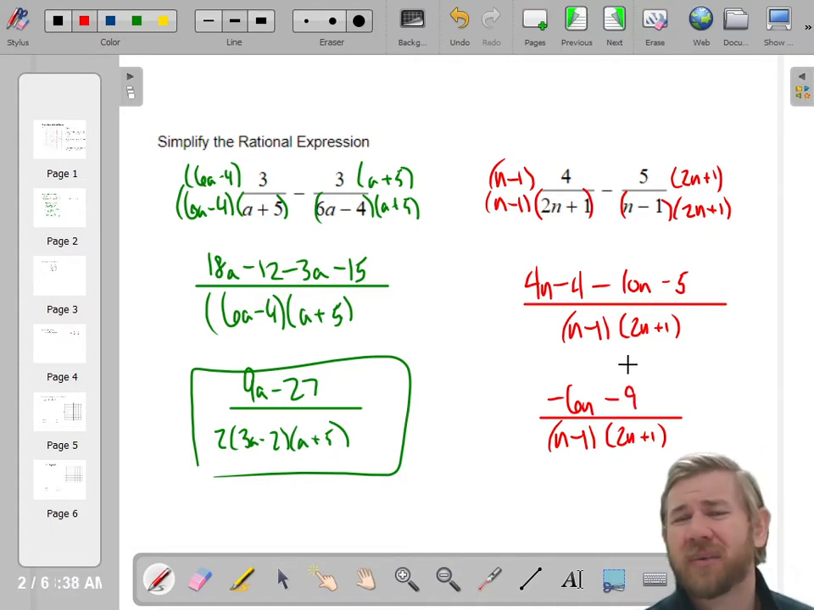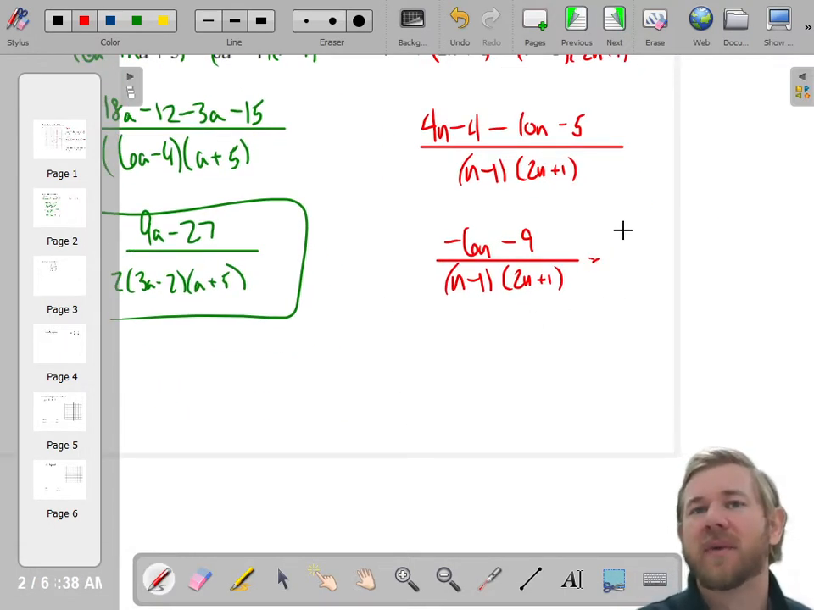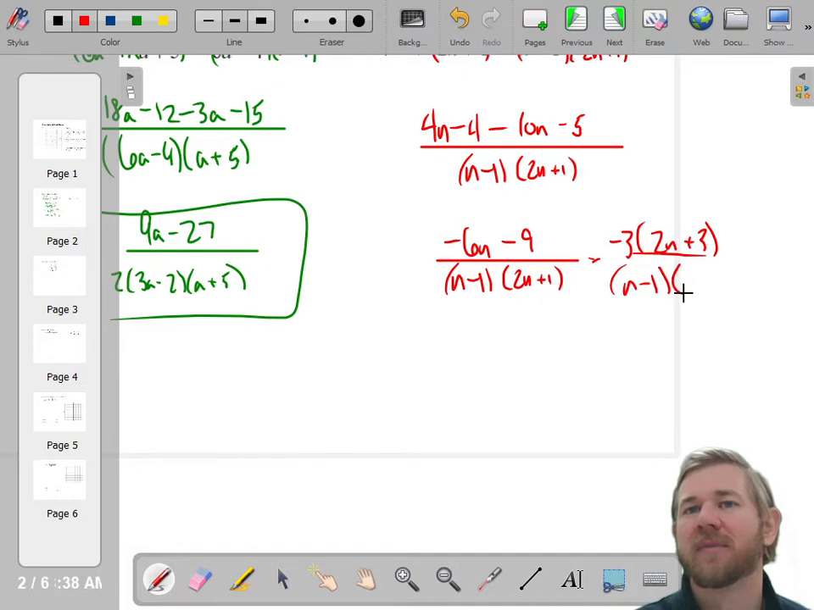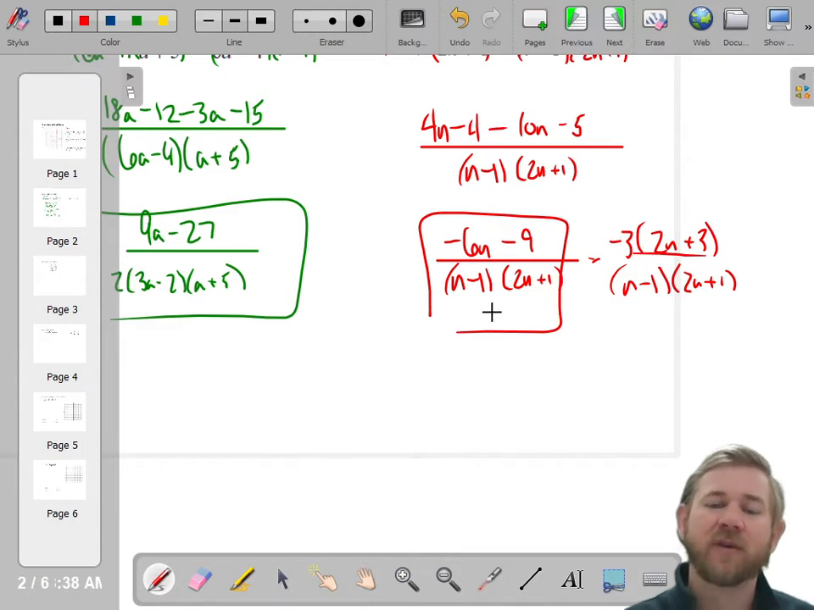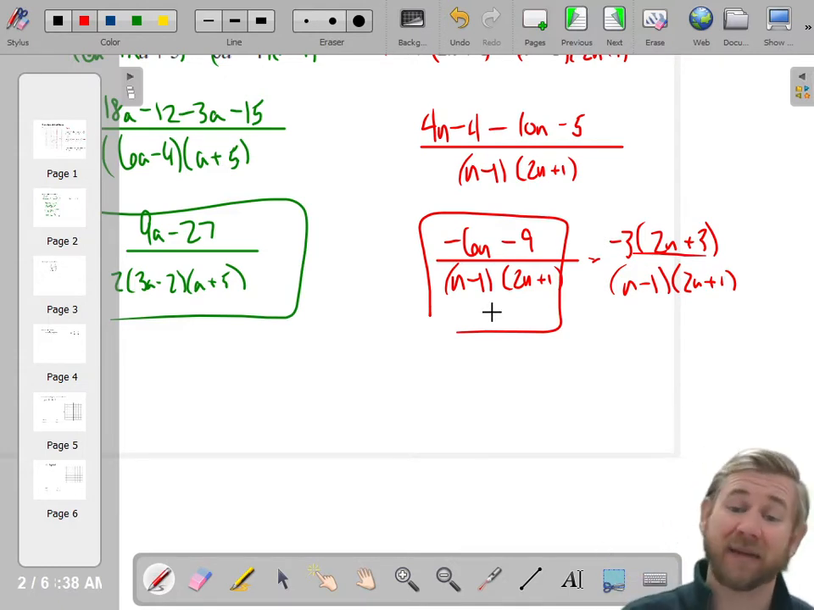You can factor out a 3, but it's not going to help you. You know what I mean? Maybe I'll even do a negative 3. If I factor out a negative 3, I'd have 2n plus 3, which doesn't really help you. Either one of these is fine. I'd probably just leave it like that. If you know that the factor doesn't help you, then you don't really need to do it. It's just you need to check because sometimes it does help you.